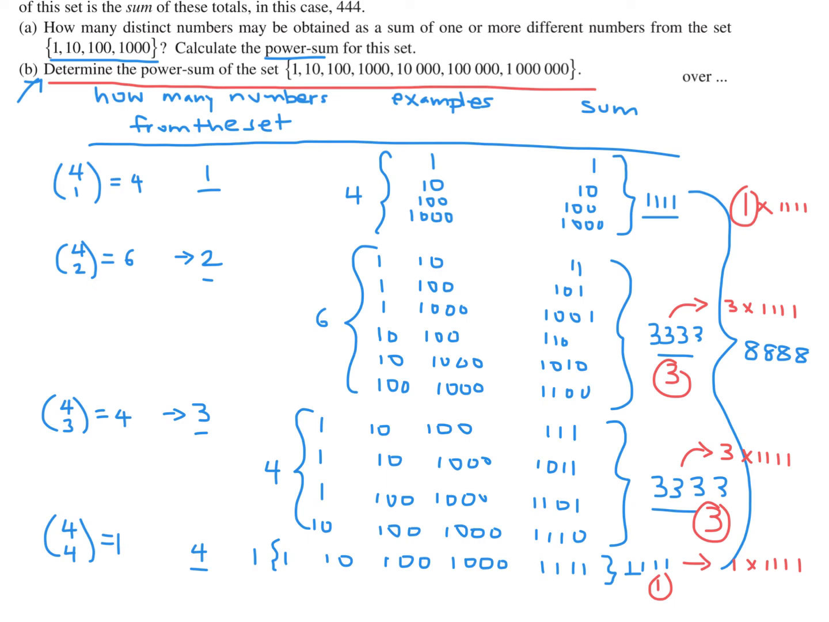Determine the power sum of this set: 1, 10, 100, 1,000, 10,000, 100,000, 1 million. Okay, so we're going to do the same thing, but this time, hopefully, we don't have to do it all manually. So again, we got how many numbers from the set, how many sums, and then the total.